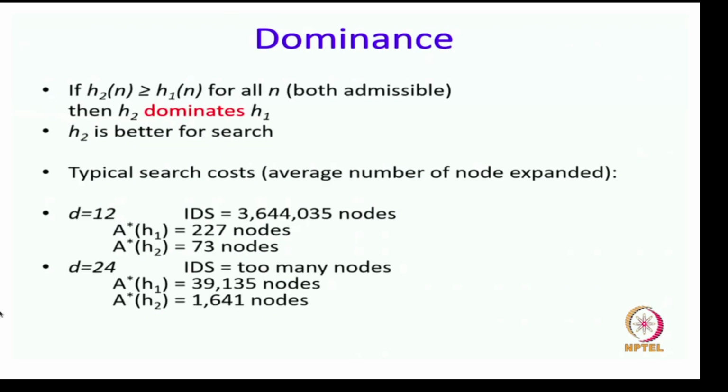If I say H2 and H1 are two heuristics and H2 dominates H1, what does that mean? It means that if I have the heuristic function H2, which says the cost of reaching from node N to the goal node, is always greater than another heuristic, which also says the cost of reaching from N to goal, then H2 dominates H1. It means the cost of reaching the goal node from that node is always greater than or equivalent to H1 of N.